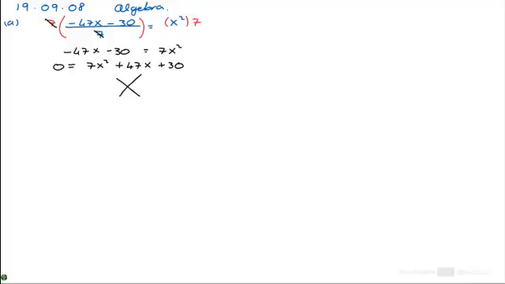Big X method. Should be well able to do this. Multiply diagonally to check, group them horizontally, everything is going to work out nicely there. So 7x plus 5.